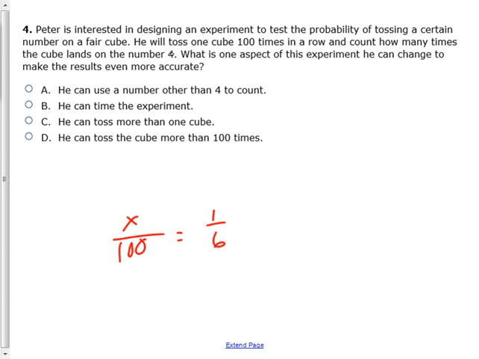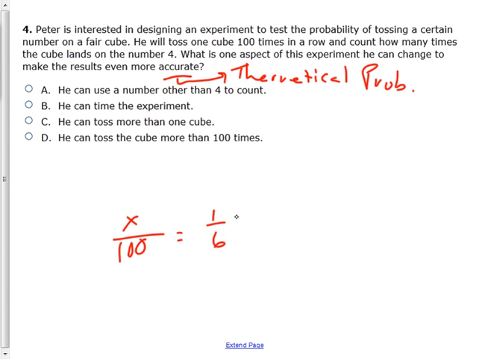So again, here he's interested in designing experiments to test the probability of tossing a certain number on a fair cube. He will toss one cube 100 times in a row and count how many times the cube lands on the number 4. What is one aspect of this experiment he can change to make the result even more accurate? So even more accurate to what? Accurate to the theoretical probability.